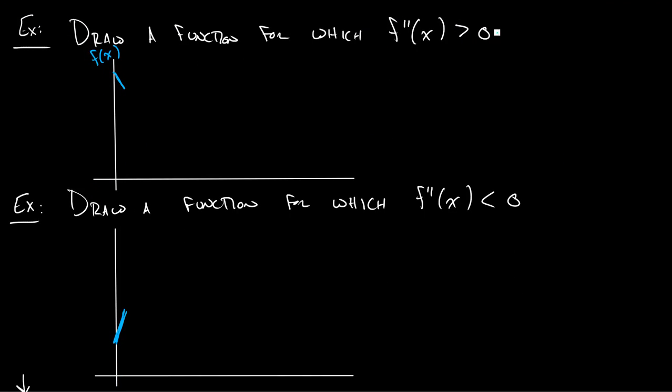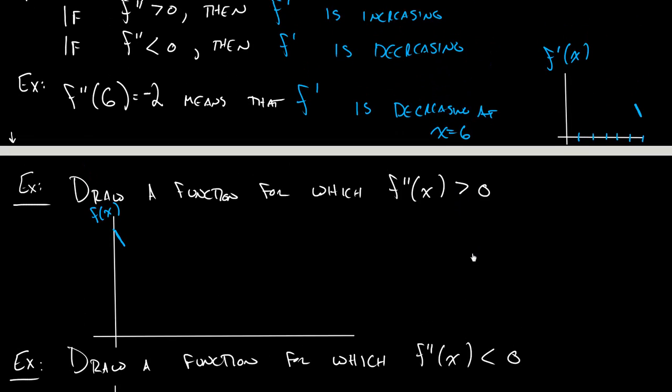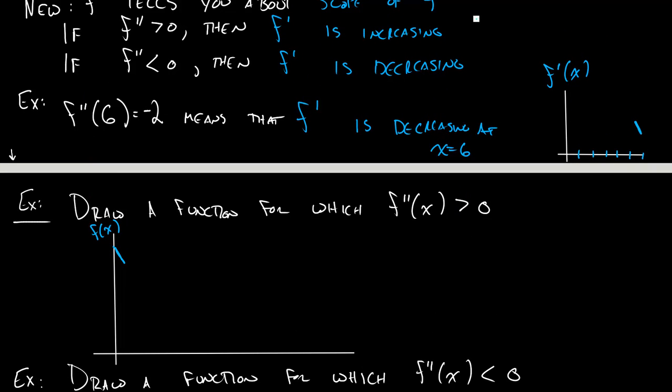So let's remember what f double prime of x being greater than 0 means. It means that f prime is increasing. Right? So if the graph I'm drawing here is f of x, what would f prime be here? It's the slope of this segment, right? And so the slope of this segment would be maybe equal to negative 3, right? It's kind of steep down.